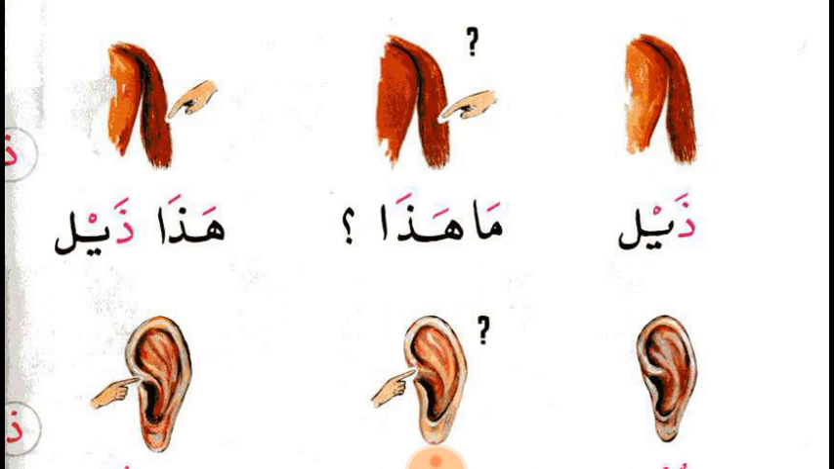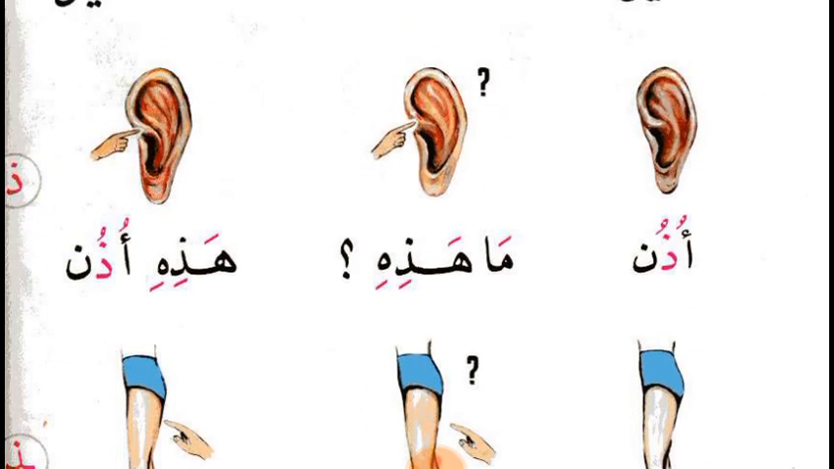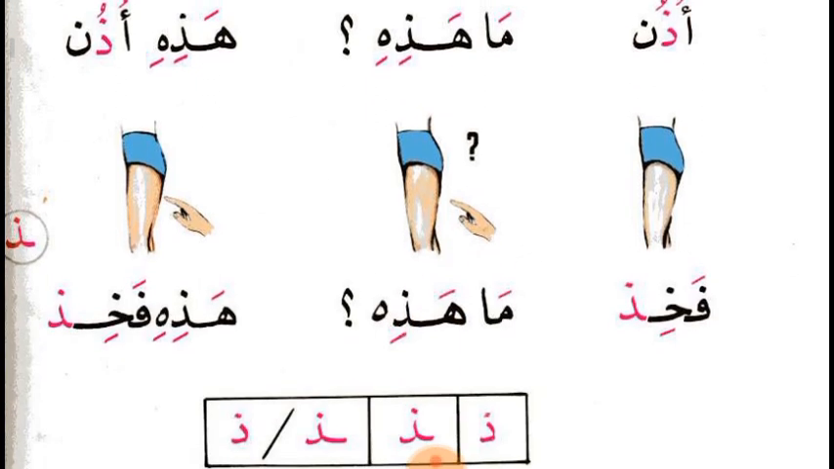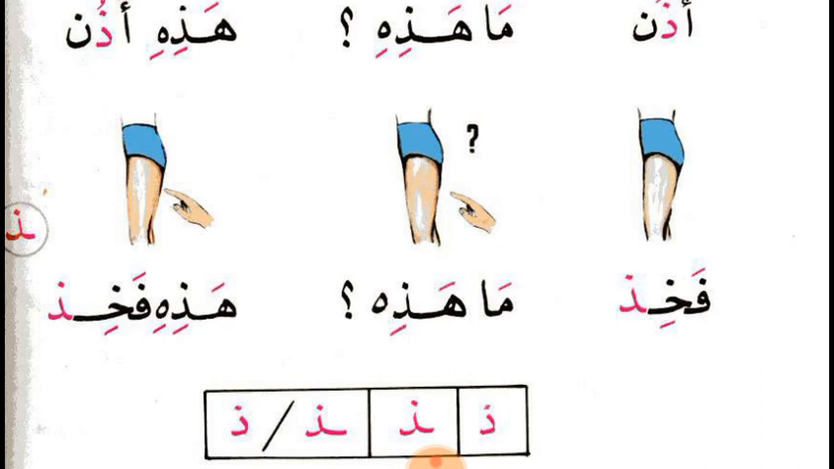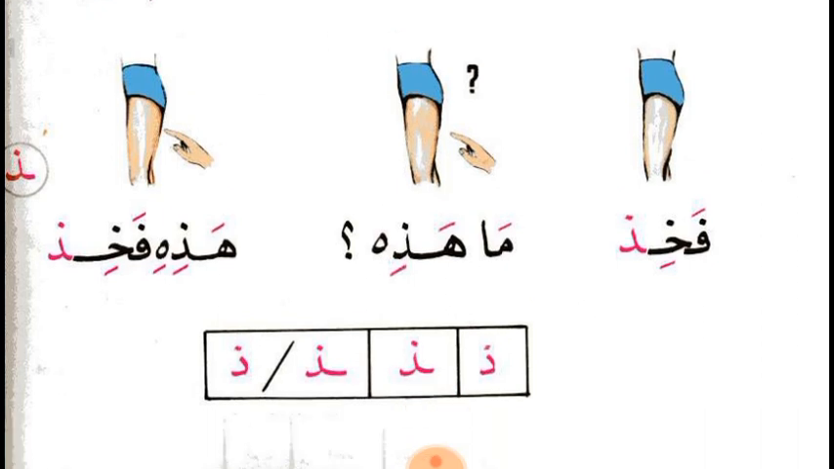Dhailun. What is Dhailun? Dhailun means tail, T-A-I-L, tail. What is this? This is a tail. Udhunun. What is this? This is an ear. Okay. Fakhidhun. Fakhidh means thigh. What is this? This is a thigh. Yes.